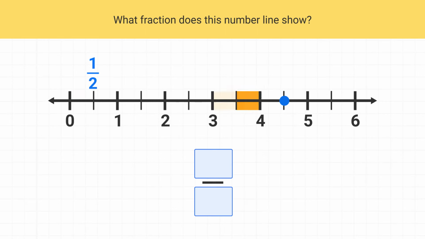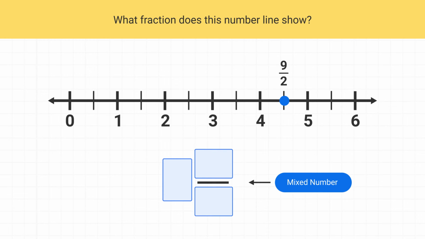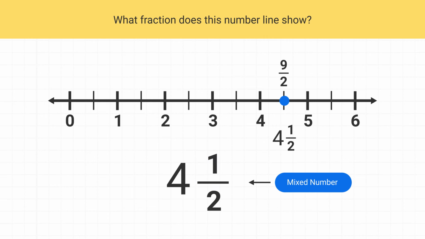If each dash is 1/2, where is this on our number line? Well, you could count along starting at 1/2, and you'd find our blue dot is at 9/2. 9/2 is an improper fraction to describe where we are. Now, how could we write this as a mixed number? Well, we'd start at the whole number 4, and the next dash would just be 4 1/2. So this point is 4 1/2.